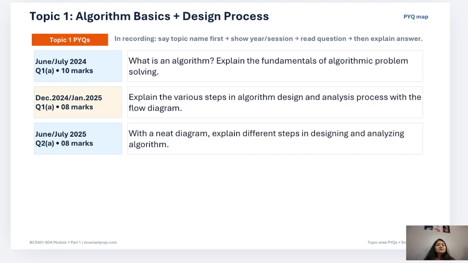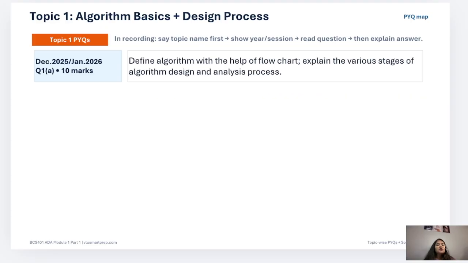So students, from this slide itself, we understand that the algorithm design process is a repeated question in previous year question papers. In another slide, we have one more question, asked in December 2025-2026. The same concept was asked: Define algorithm with the help of flowchart, and explain the various stages of algorithm design and analysis process. Here you can see it was asked for 10 marks. Don't worry, I will explain the answer for this question.